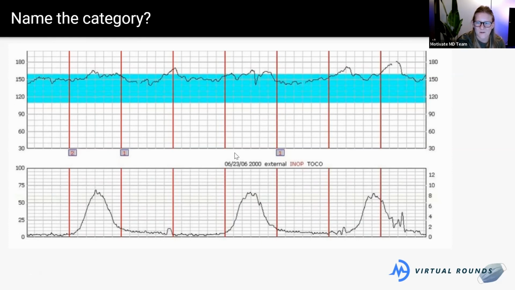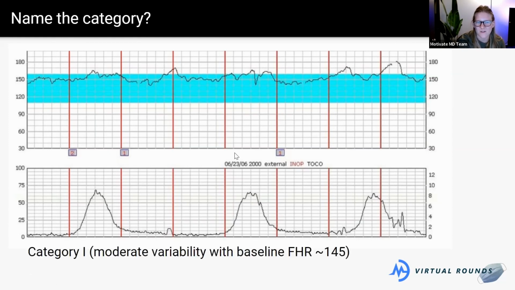Perfect. Yes, Adam said category 1. Brianna said category 1. You guys are both correct. So this is showing really nice moderate variability. Some peaks are going over, but overall we're pretty consistently within this blue line. So this is a nice category 1. Their baseline heart rate, you could call this like 145, 150. It's kind of hard to tell, but usually you just need to know if it's outside of the extremes, and if it's within, then you don't have to know the exact number.